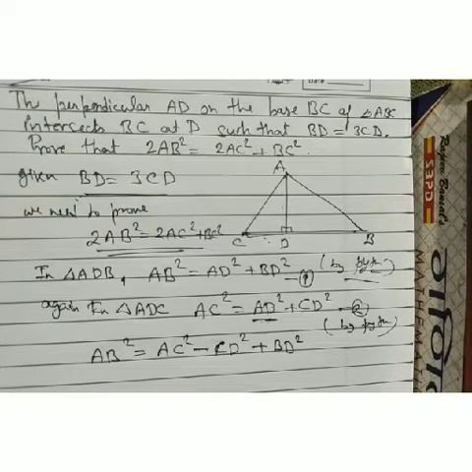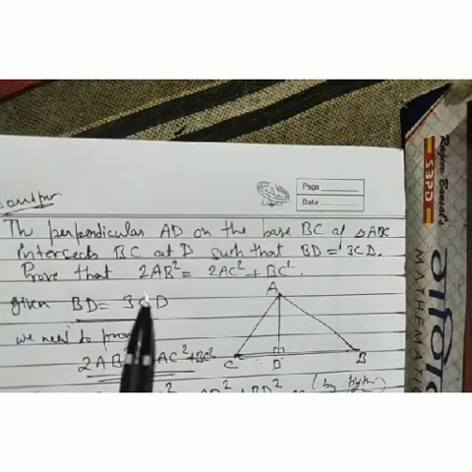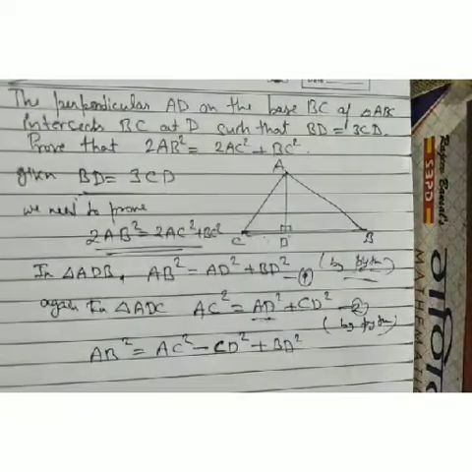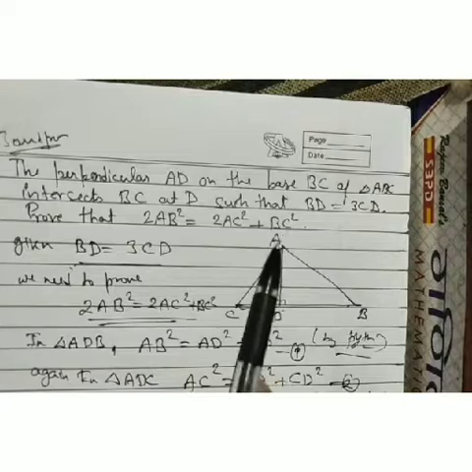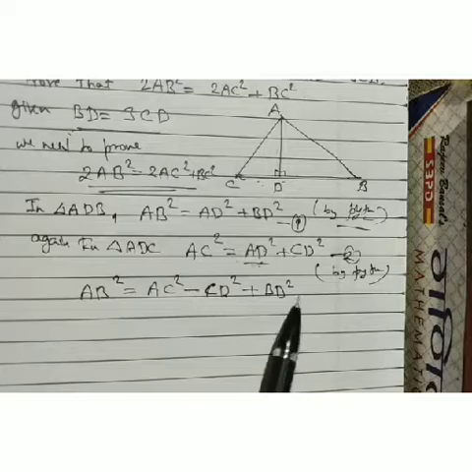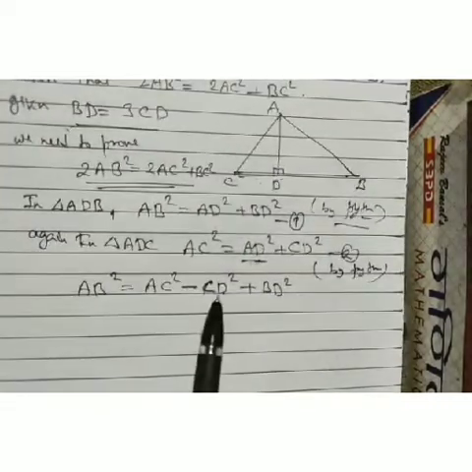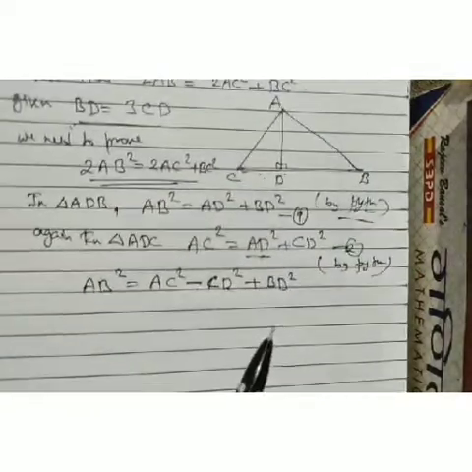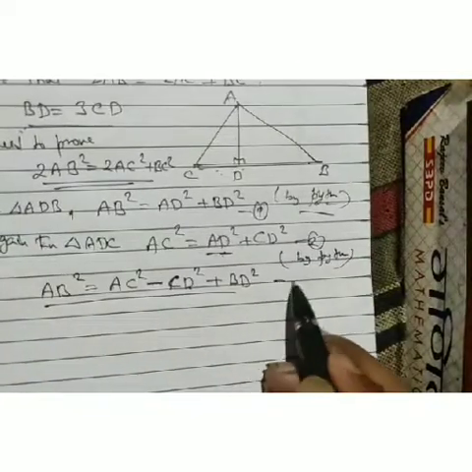Now look at the question. What we need is 2 times AB square equal to 2 times AC square plus BC square. We have AB square and AC square there, but here we only get BC square. We don't need CD and BD there. That means, since we need BC, we have to convert CD and BD in terms of BC. Now how can we convert? This is our equation number 3.